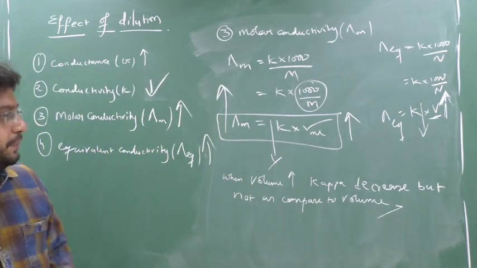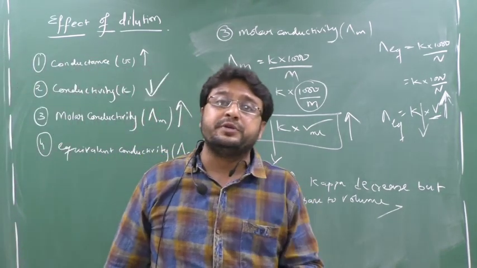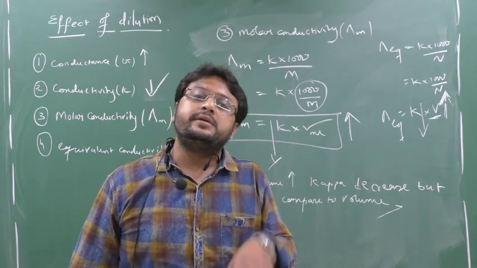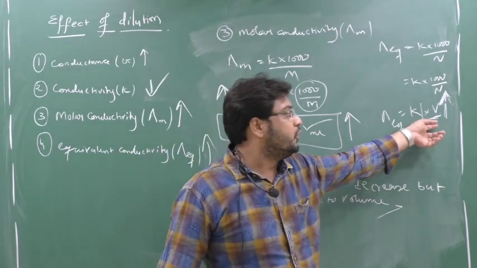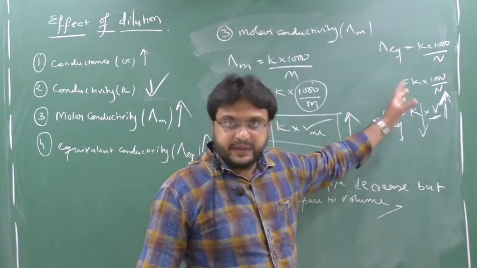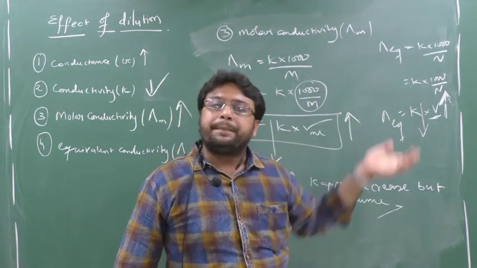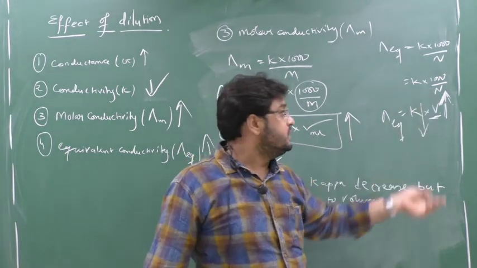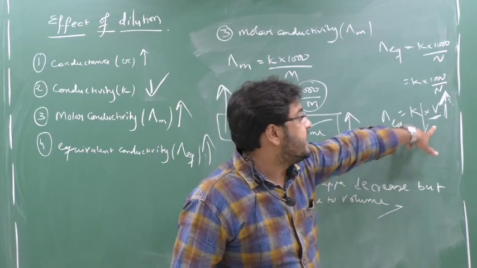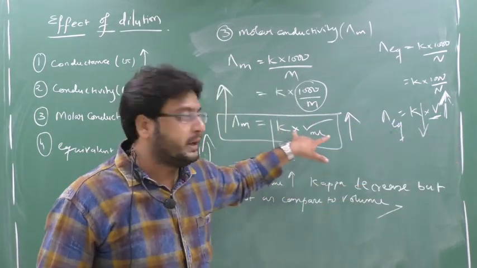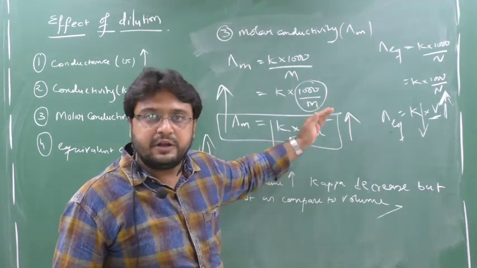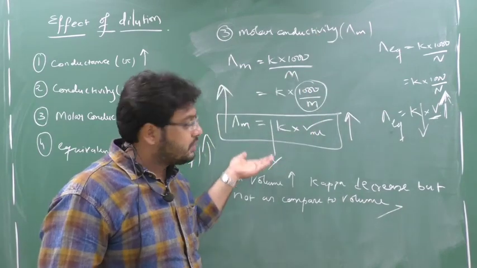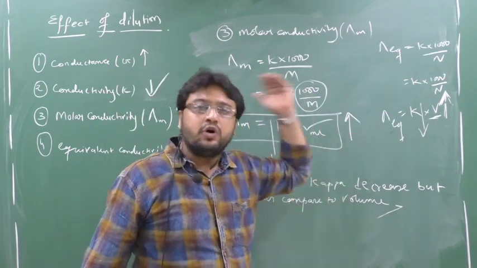This has been experimentally proved that the effect of increasing volume is much more than the effect of decreasing kappa. So whose ultimate effect will play? Ultimate effect will play of volume. When volume is increasing 20 times, kappa is decreasing 3 times. So ultimately the effect of increasing is more, and who is increasing? Volume. So lambda EQ and lambda m directly depend upon the volume. In short, the ultimate final effect will be of volume. Here volume is increasing more as compared to kappa k, so lambda m and lambda EQ also increase.